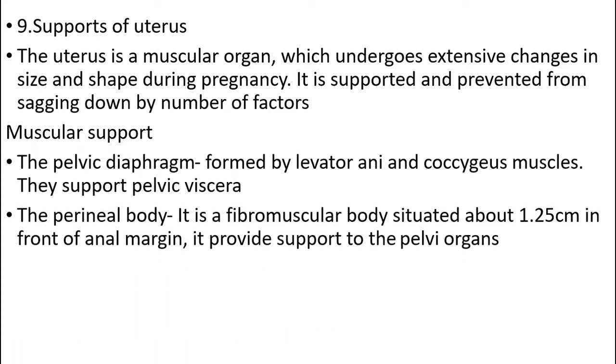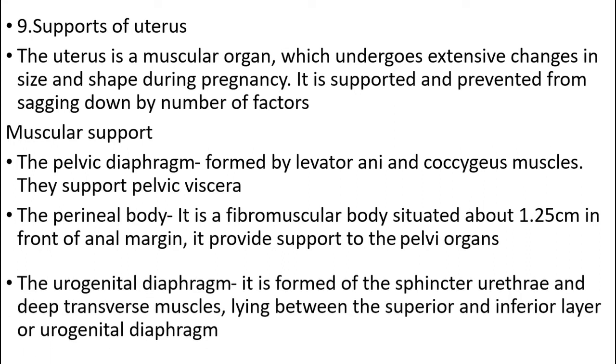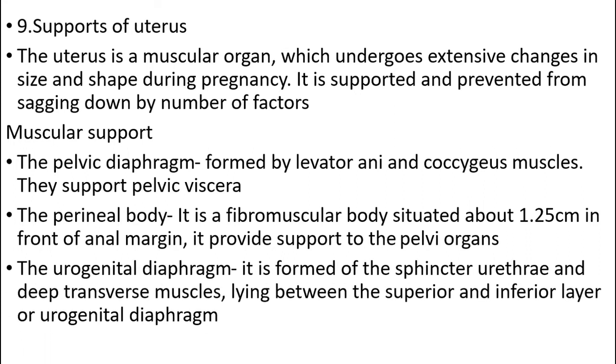Perineal body. It is a fibromuscular body situated at 1.25 cm in front of the anal margin. It provides support to the pelvic organs. Urogenital diaphragm. It is formed from the sphincter of urethra and deep transverse muscles lying between the superior and inferior layers of the urogenital diaphragm.